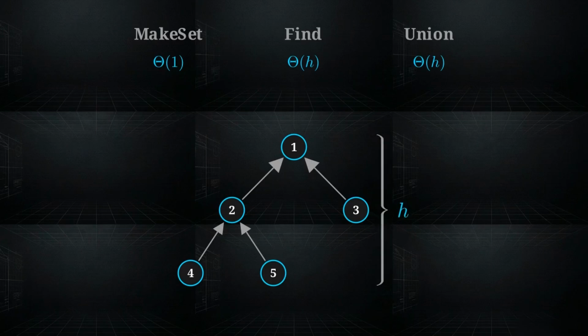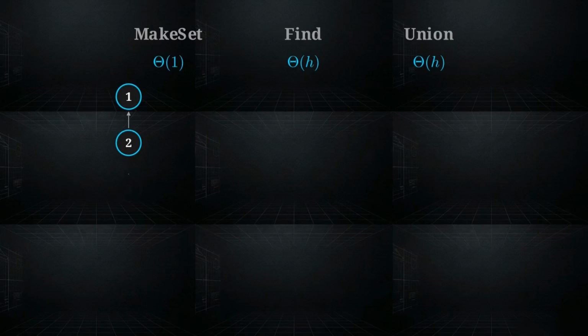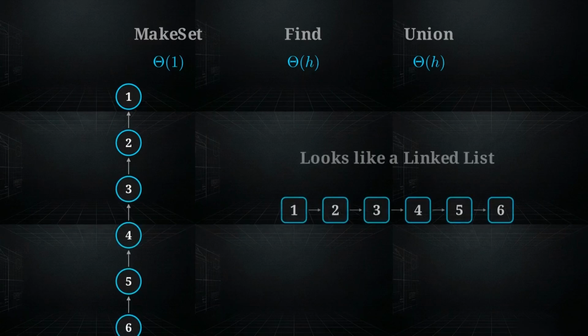Makeset is instantaneous, but the speed of find and union depends entirely on the height of the tree the computer has to climb. If we keep merging nodes in a straight line, linking 1 to 2, 2 to 3, and so on, we create a skewed tree. Instead of a compact group, we've built a structure that looks like a linked list.